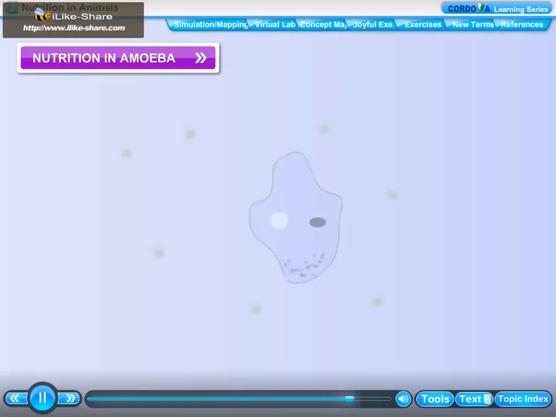Egestion. The undigested food collects inside the vacuole. The cell membrane of the amoeba suddenly ruptures at any place and the undigested food is thrown outside the body by the vacuole.